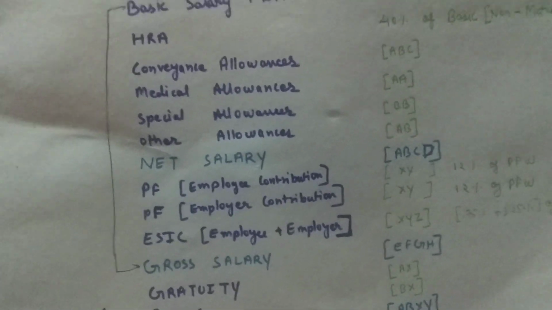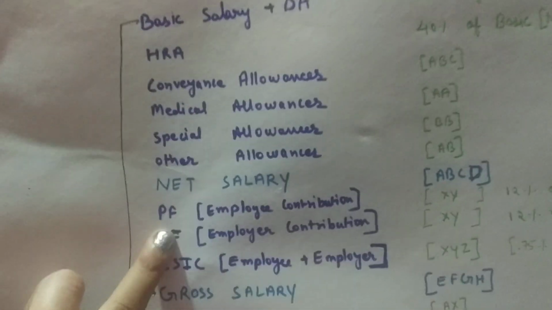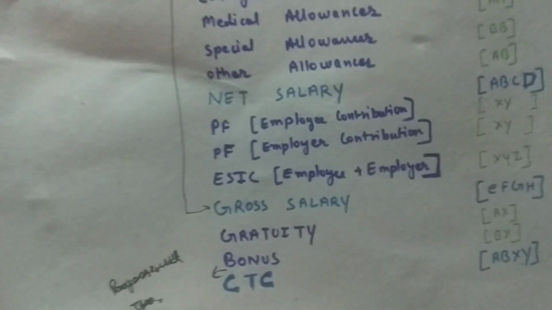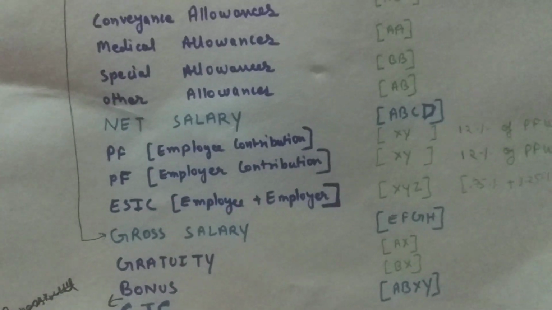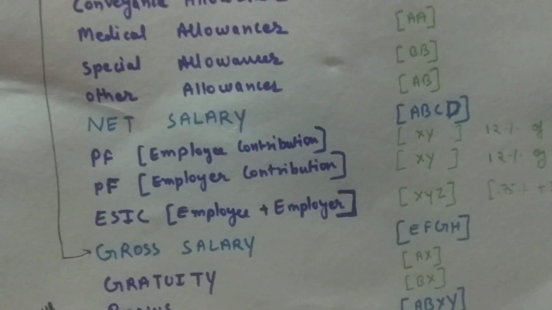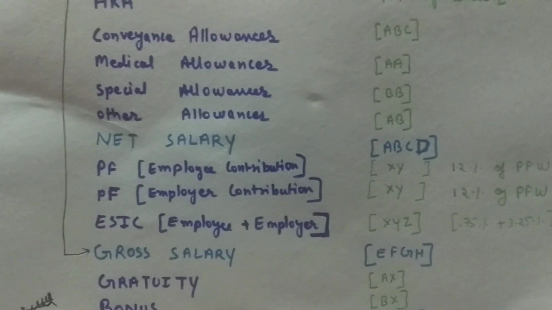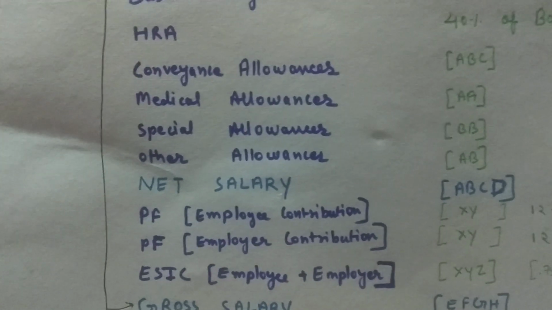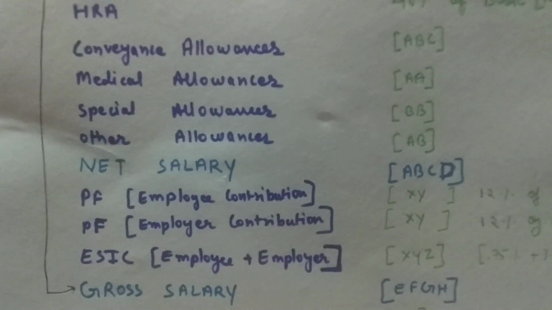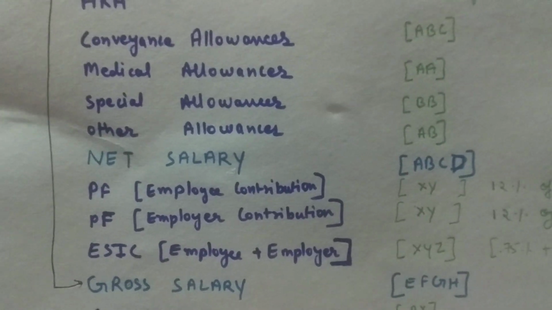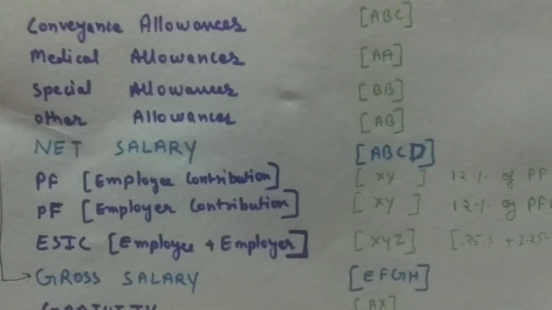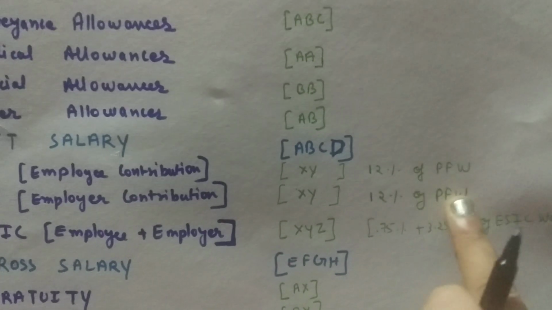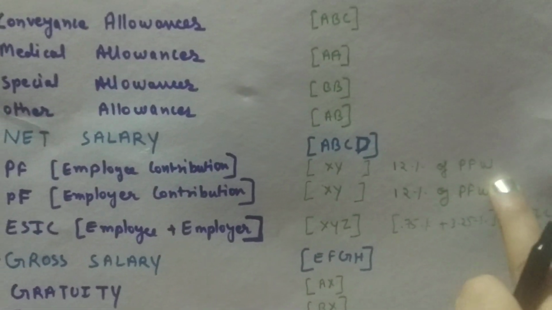So provident fund, according to the Provident Fund Act, this provident fund is deducted from the employee salary per month, and there is a contribution of the employer also. So this is 12% of contribution from the employee. 12% of contribution is done by the employee, and 12% of contribution is done by the employer. So this 12% is from the provident fund wages amount.